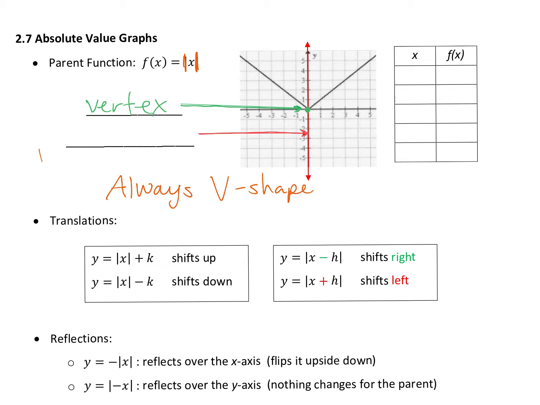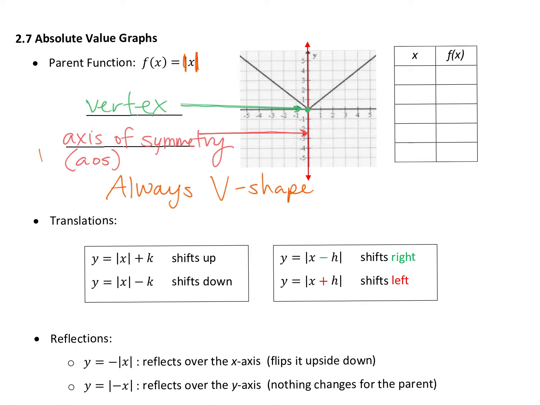This line right here, in this case, it's our y-axis, but it's not always the y-axis, okay? What we call it is the axis of, anybody? Symmetry. Okay, the axis of symmetry. And oftentimes we'll just call it AOS. So if you see AOS, we're just talking axis of symmetry.